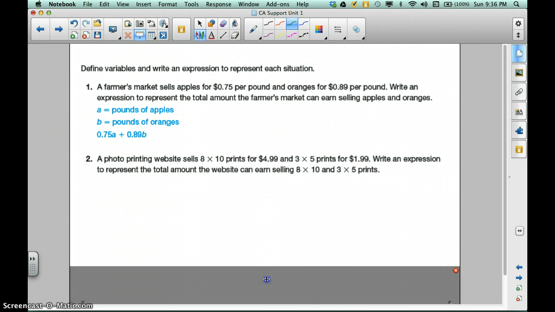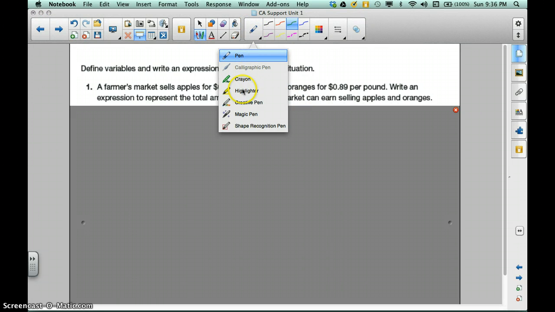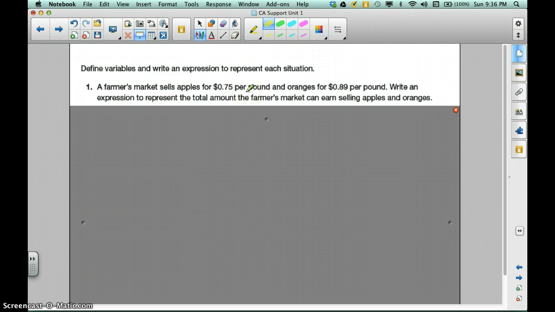Okay, so I want to look at this problem. Let's just focus on the problem itself. The directions say define the variables and write an expression to represent each situation. So a farmer's market sells apples for 75 cents a pound and oranges for 89 cents a pound. Don't forget to use your highlighter and highlight the important information. Apples for 75 cents a pound, oranges 89 cents a pound.